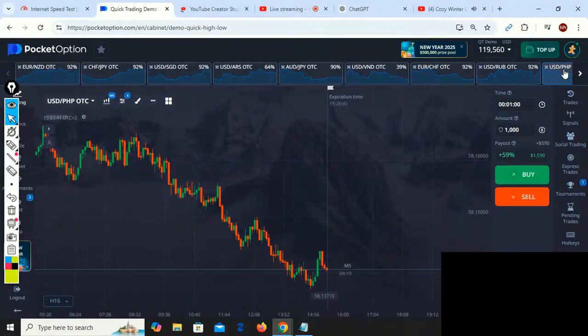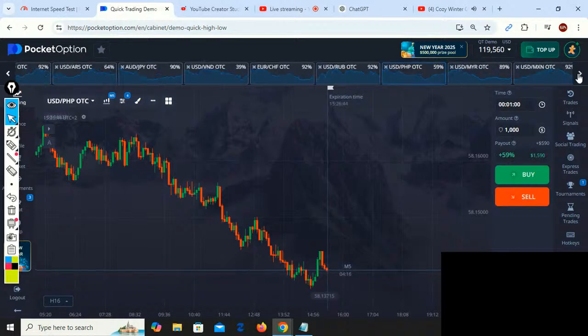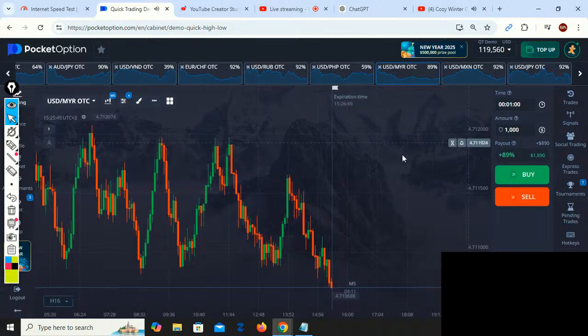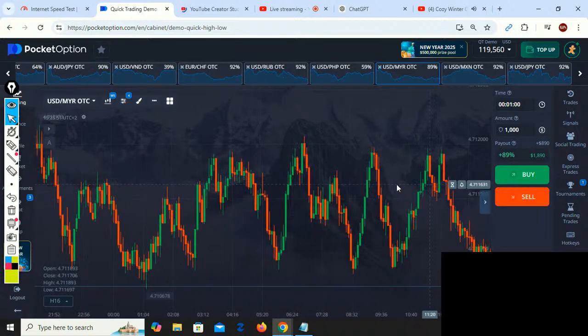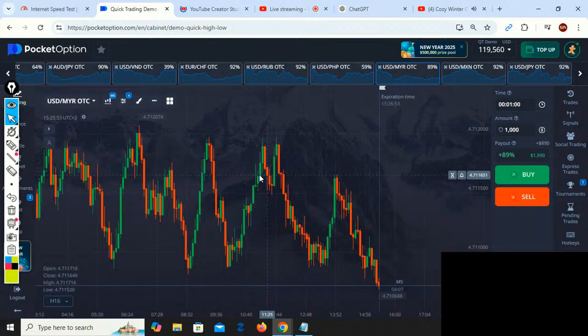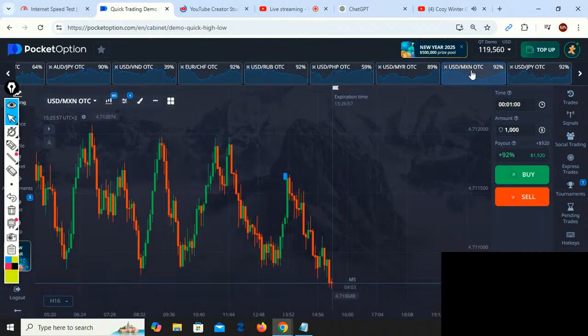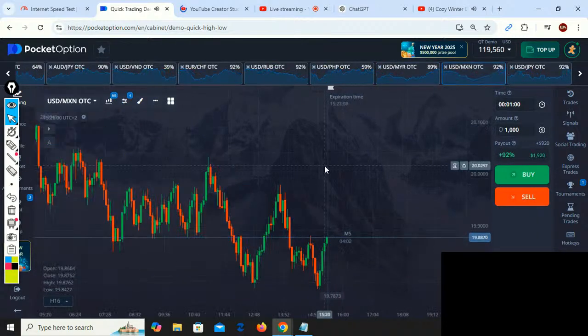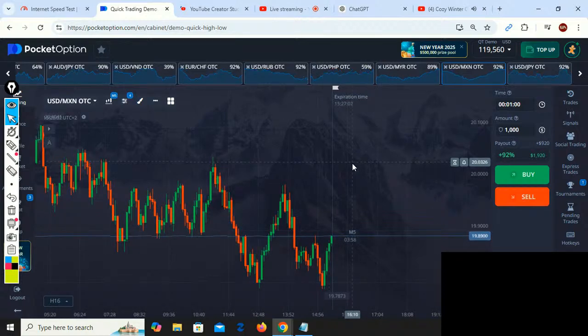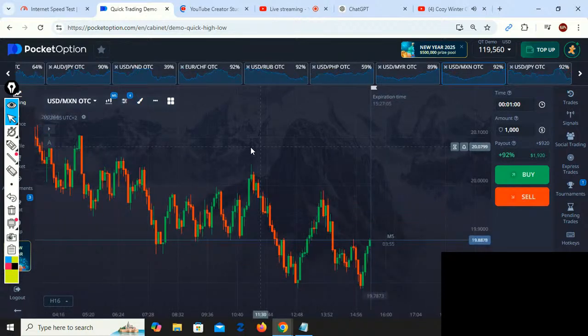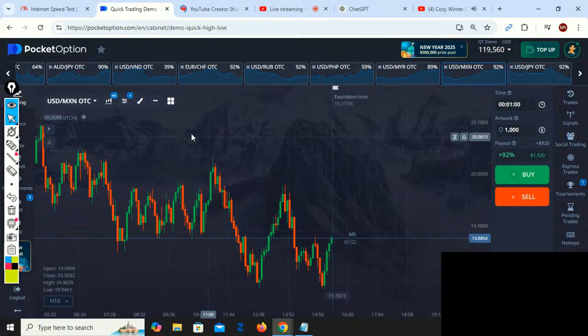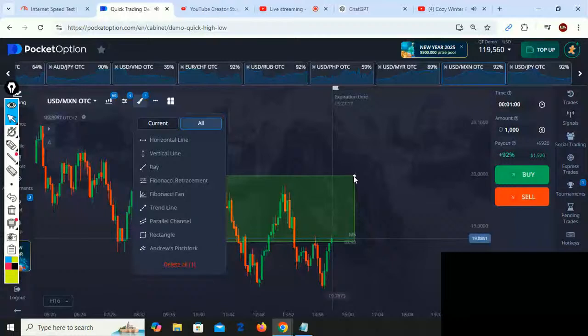See if we can find a beautiful opportunity. That's a disaster. Look at this. Okay, we have something here on the 5 minutes. Let's mark the zone. Use the rectangle from the drawing tool.